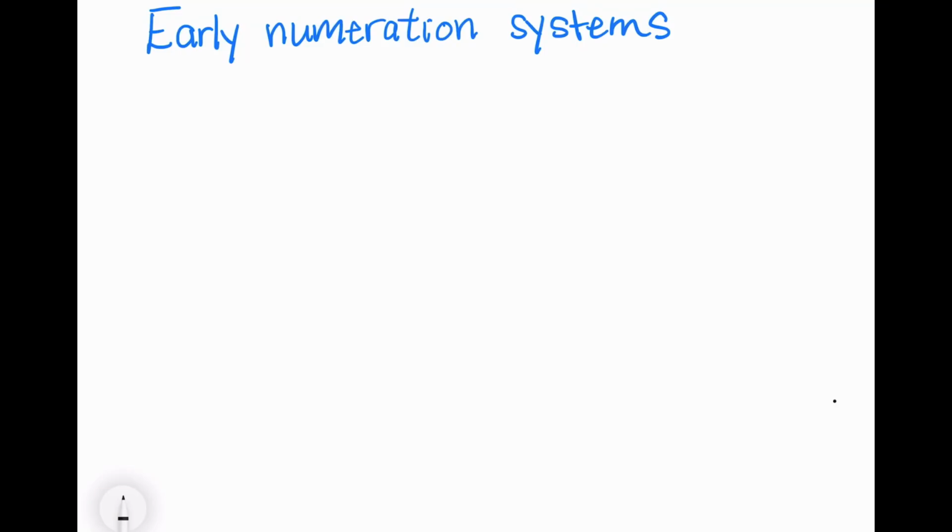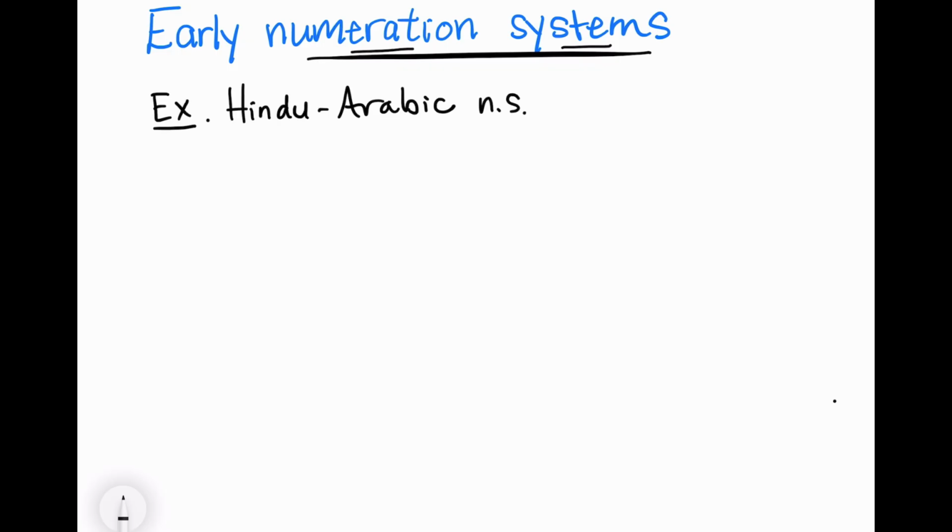In this video, we are going to look at some early numeration systems. A numeration system is just a set of numerals or symbols together with some way of arranging those numerals to represent numbers. We are all most familiar with the Hindu-Arabic numeration system. This just consists of the numerals 0, 1, 2, etc. through 9, so 10 numerals.